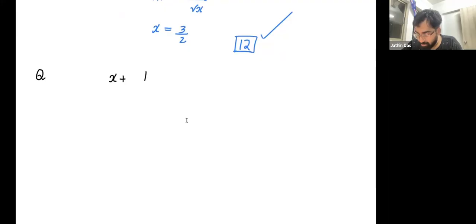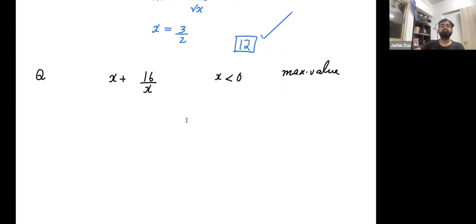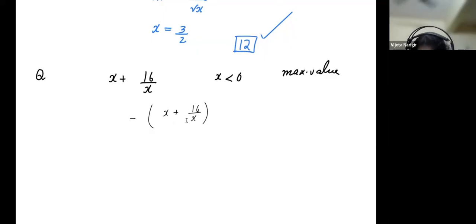Okay, x plus 16 by x, where x is less than 0. Equal to 0 is not possible. Negative. So they can only ask the maximum value. Try it. So do one thing. If you want, you can do like this, or you can do the substitution as t. Or take a minus common already and keep it as x plus 16 by x. You can do it that way too.